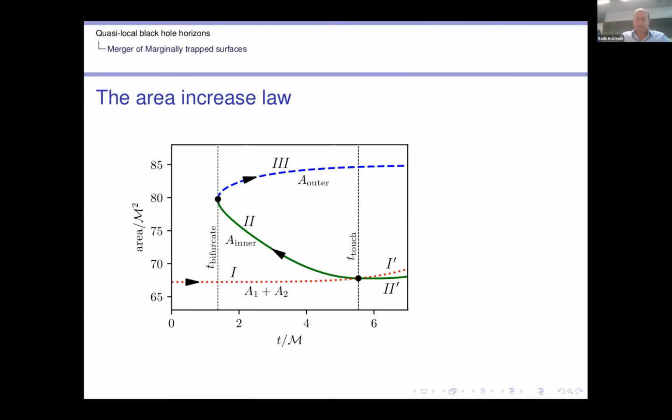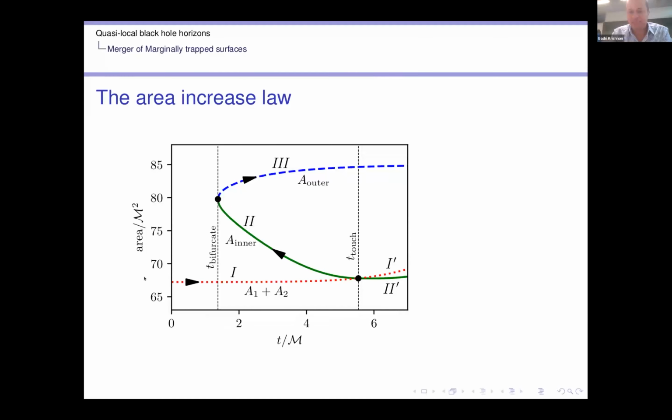Okay, so now let's talk about the area increase law. Let's draw the areas in this way. These are some areas plotted here as a function of time. I'll explain what these different functions are. The first is very easy. The first is the sum of the areas of the two individual horizons, and they increase in time, and nothing is unusual here.